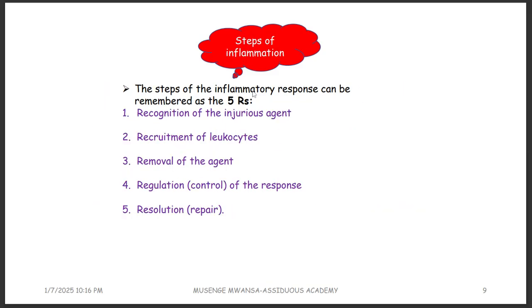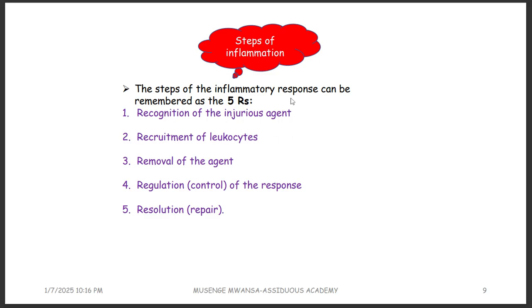What are the steps of inflammation? So the steps of inflammation can be represented by 5 R's. Number one, there's going to be recognition of the injurious agent. Please know these, right? Know them. You are going to recognize the injurious agent.